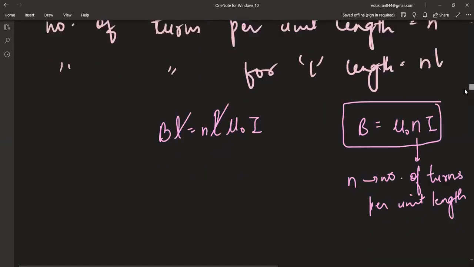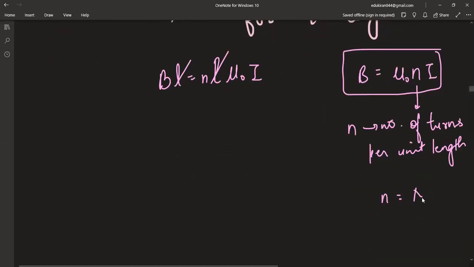Also, one more thing I'll tell you. If this is n per unit length, you have to check whether small n is given to you or capital N is given. If capital N is given to you, then you have to divide it by the length and obtain this. If the number of turns per unit length is directly given, then you cannot use this. So first your work is to identify whether small n or capital N is given to you.